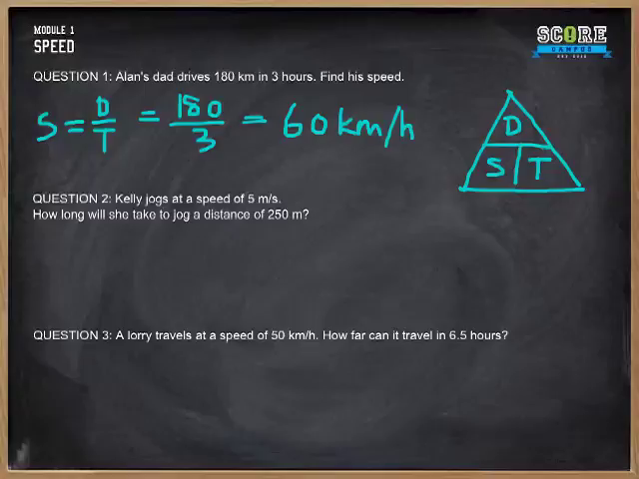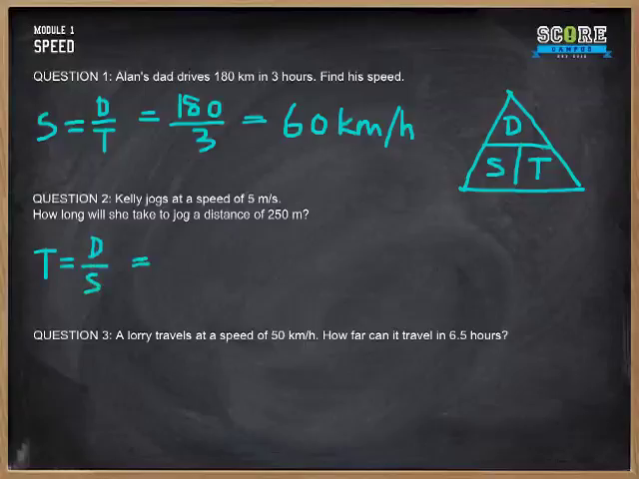Question number 2. Kelly jogs at a speed of 5 meters per second. How long will she take to jog a distance of 250 meters? What is time? Look at time. Look at the DST triangle. Time equals distance over speed.